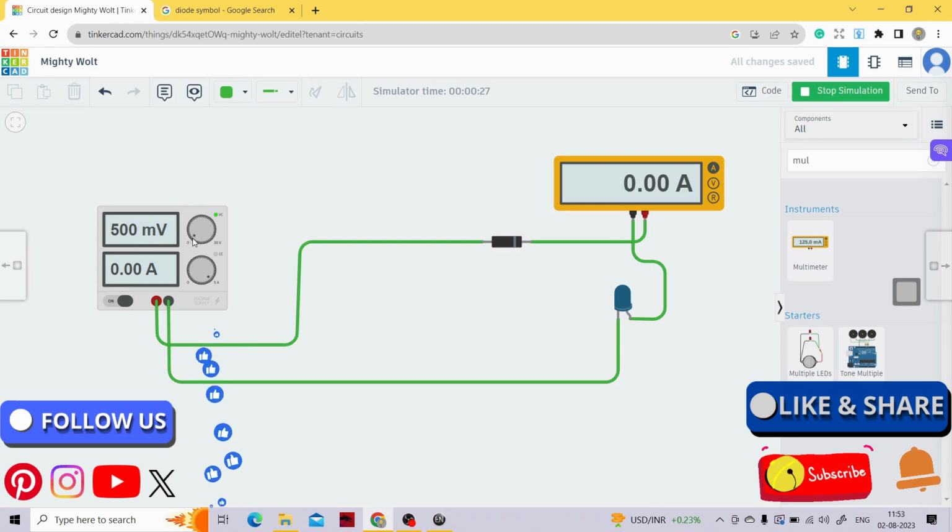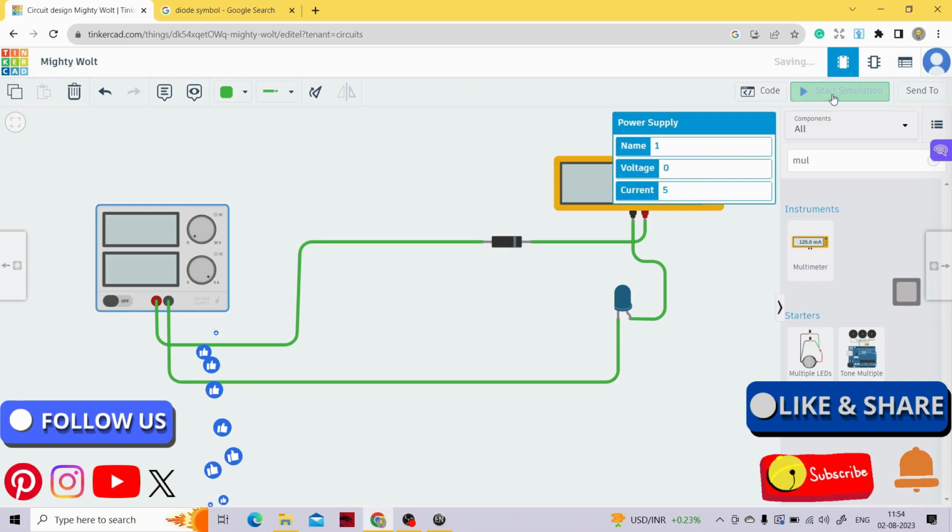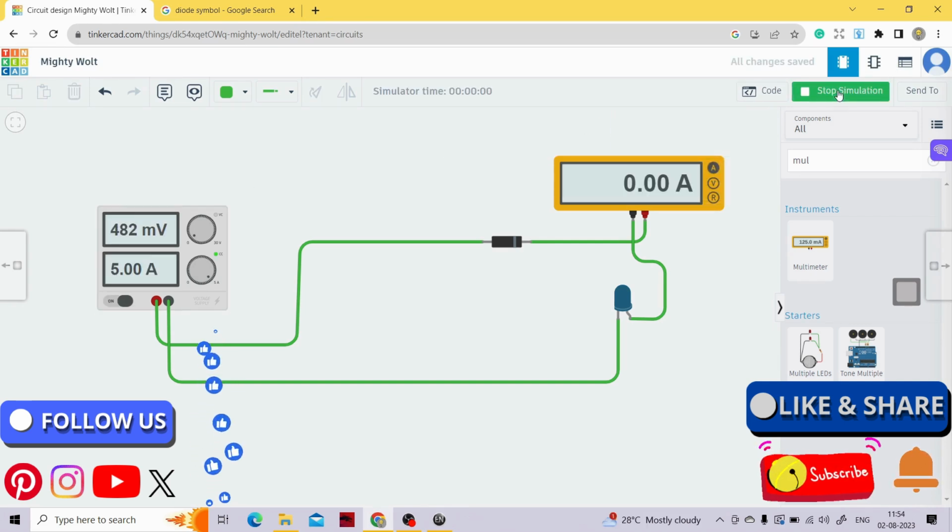Now let me increase the voltage maybe to 1 volt. You can clearly see even though my voltage is 1 volt, still the current is 0 and the LED is in off condition. Now let me increase the voltage to 2 volts. But before coming to that particular point, let me just deduce certain things out over here. I'll keep this particular point to 500 millivolts only. That means 0.5 volts. Okay, and let me run it.